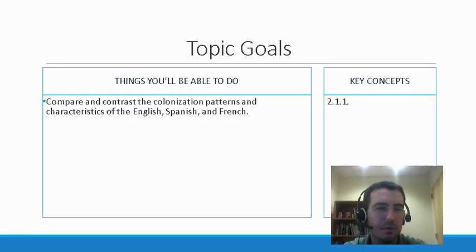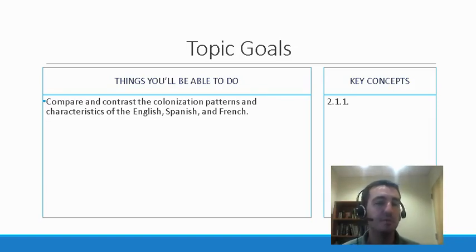So the goal is this one's a little bit quicker than some of the other lessons. The things you'll be able to do when the lesson is over: you'll be able to compare and contrast the colonization patterns and characteristics of the English, Spanish, and French. What does that mean? It's a fancy way of saying you'll be able to talk about how they were the same and how they were different. So you'll be able to look at some things that the English, Spanish, and French did that were similar, and you'll also be able to find some things that they did that were very different.